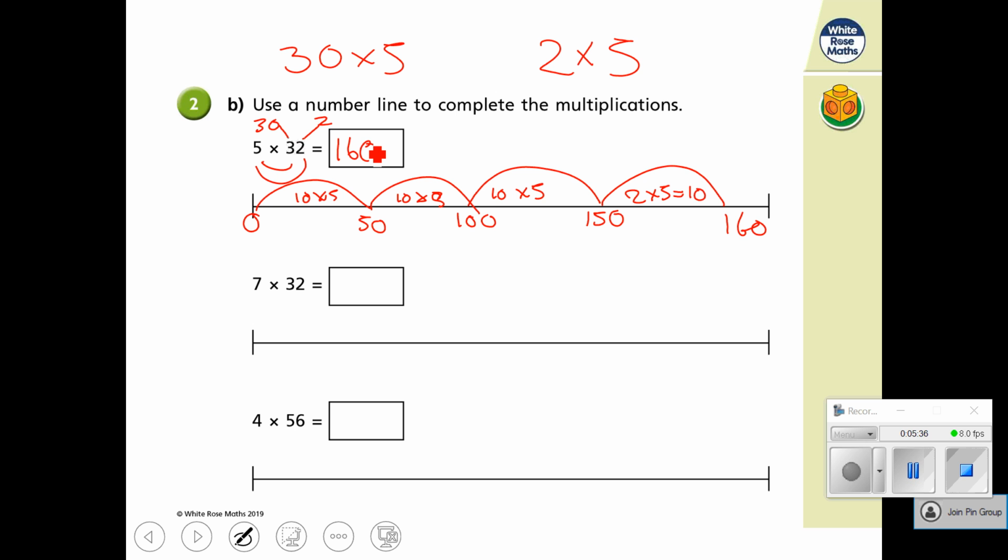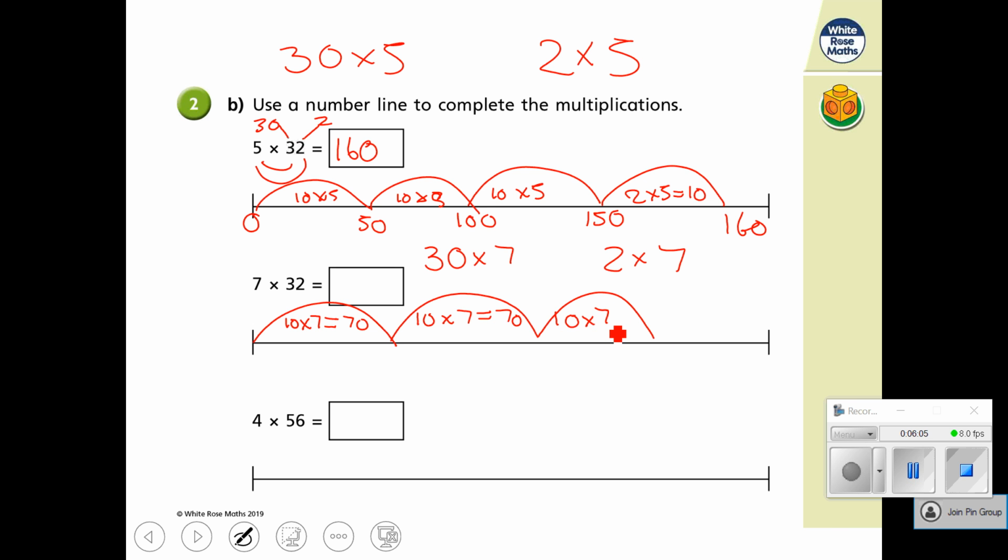This time we've got 32 times 7. So I've got 30 times 7 and 2 times 7. Well, 30 times 7 is the same as 3 lots of 10 times 7. So 10 times 7 equals 70. And then I want another 10 times 7, which also equals 70. And then I want another 10 times 7, which also equals 70. So in total, I've got 3 lots of 10 times 7.